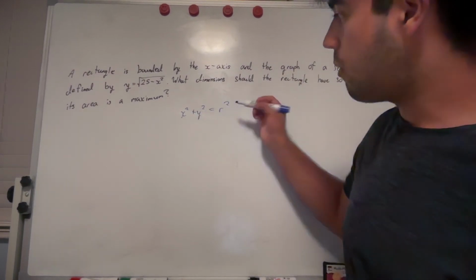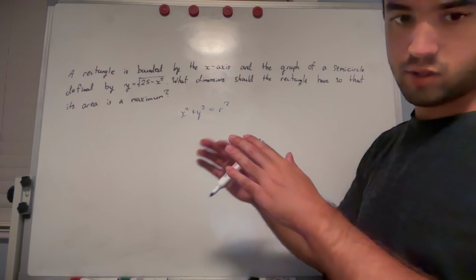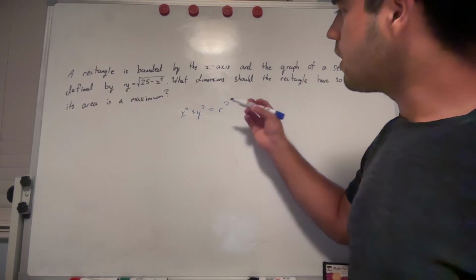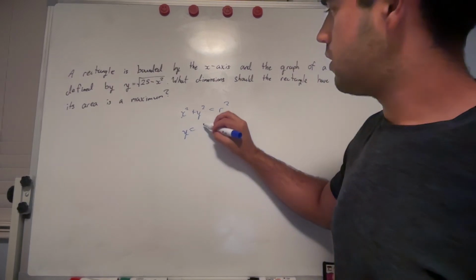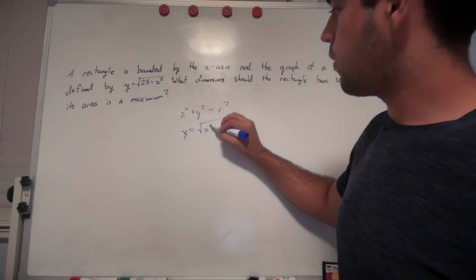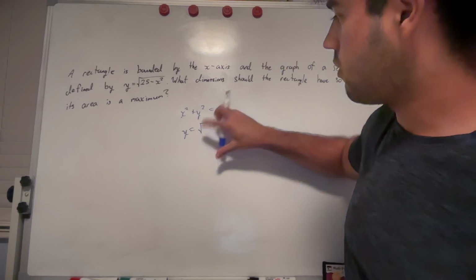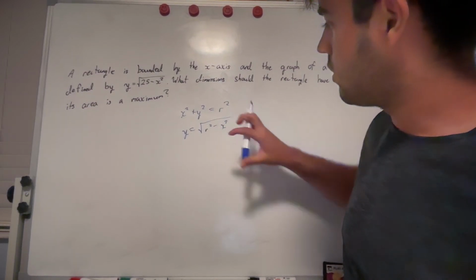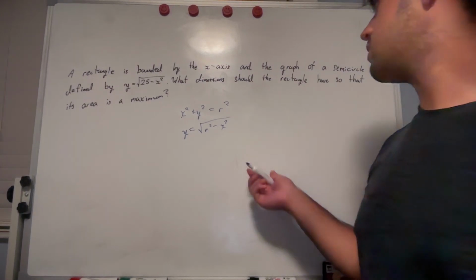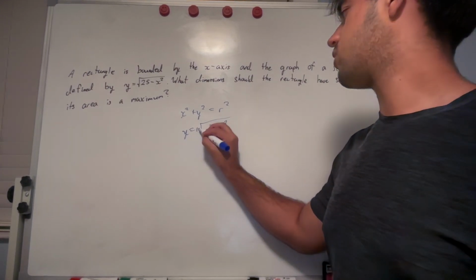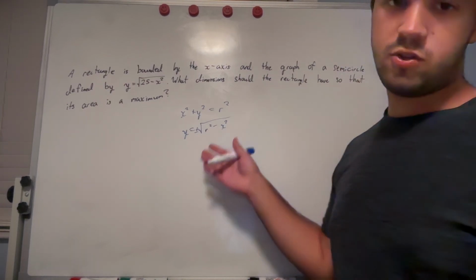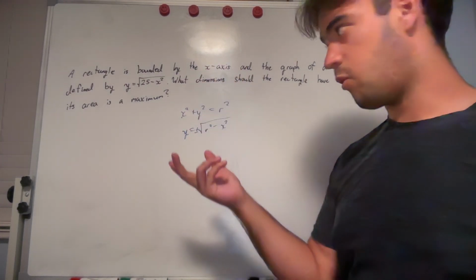the formula for a circle, which is centered around the origin, so 0, 0, this is the formula for a circle, and we just solve for y, we'll end up with plus or minus the square root of r squared minus x squared. What this means is, this is the way to write a circle in function form.